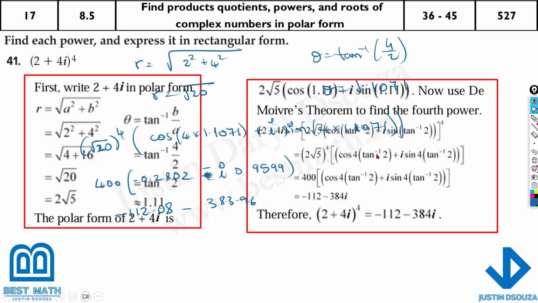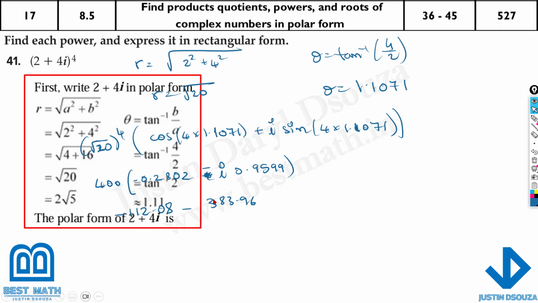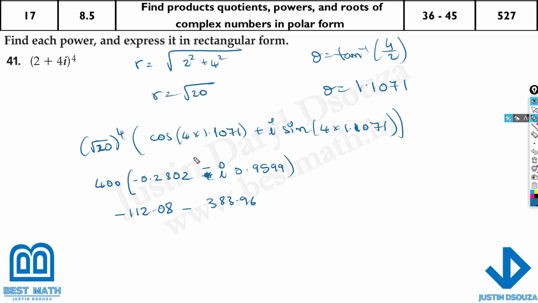But if you had taken the exact value, then you would have got minus 112 minus 384. I forgot to write i here. This i is for the second part, that's the imaginary part. This is absolutely correct.